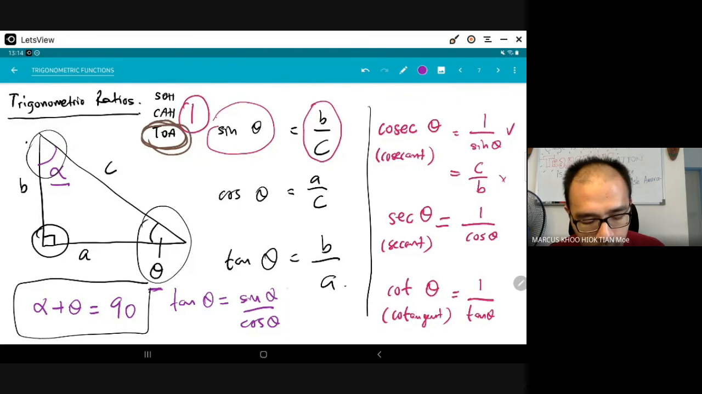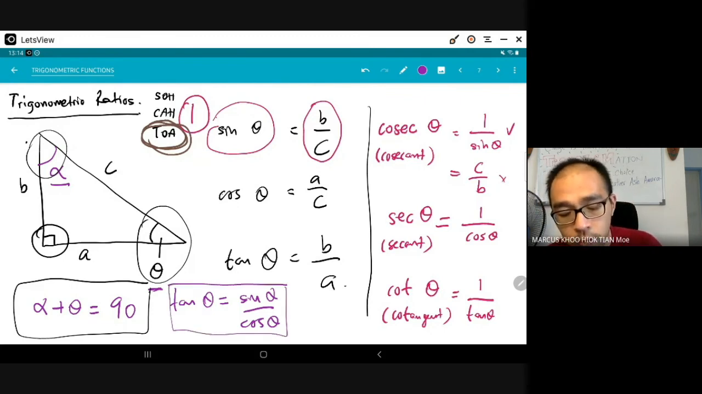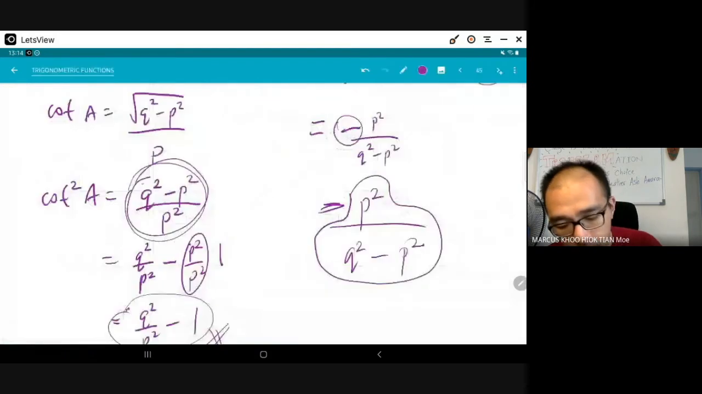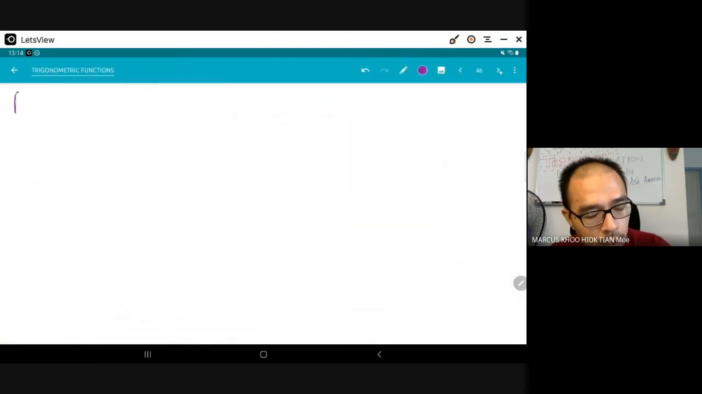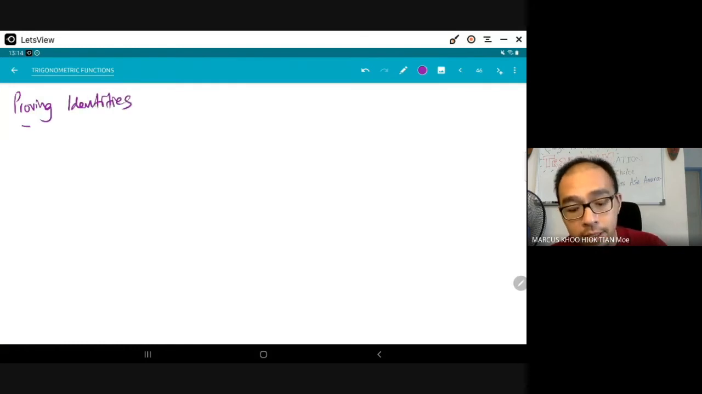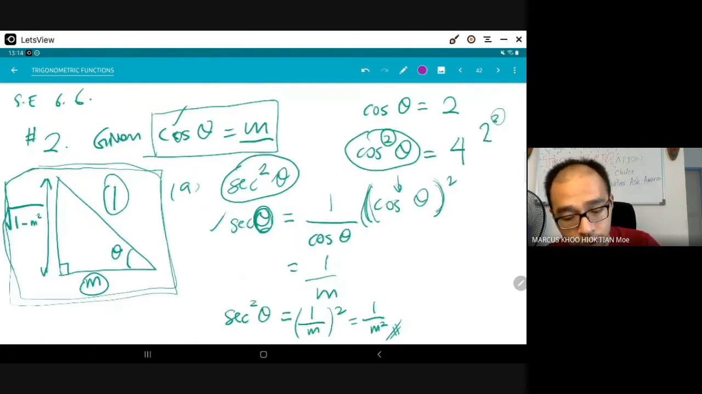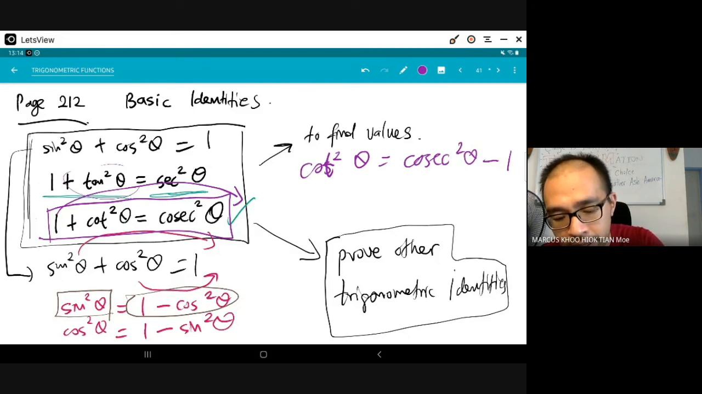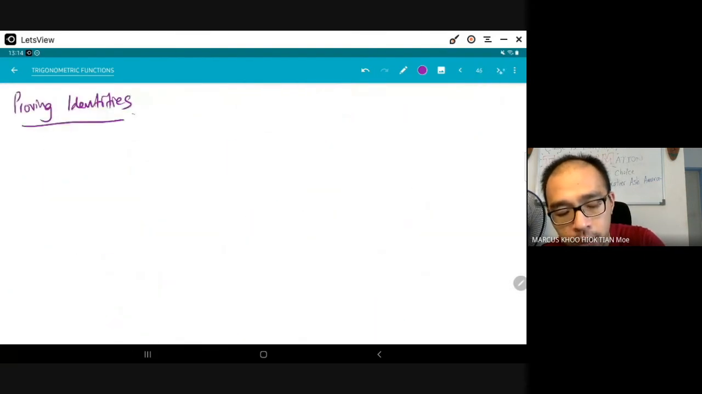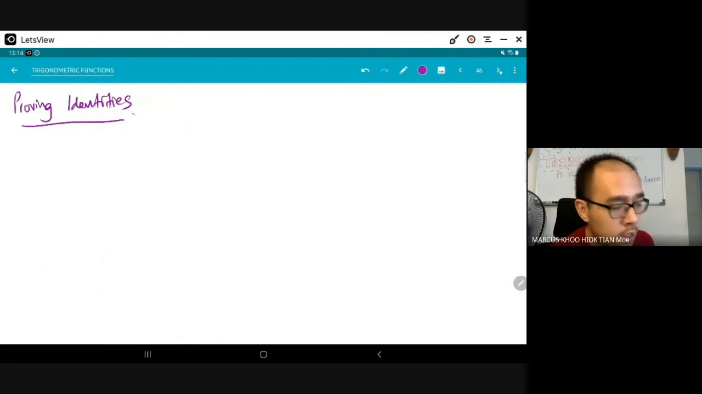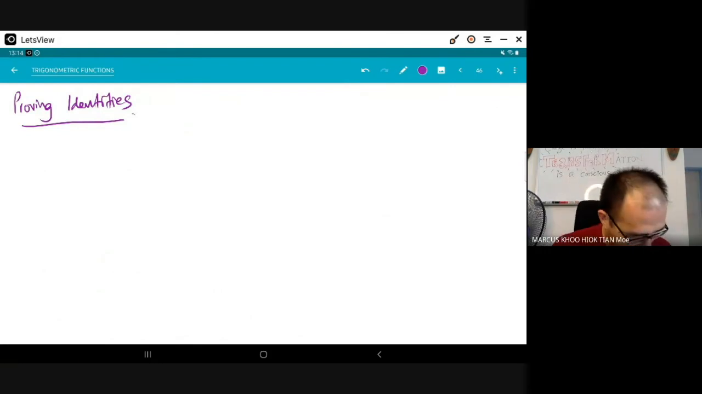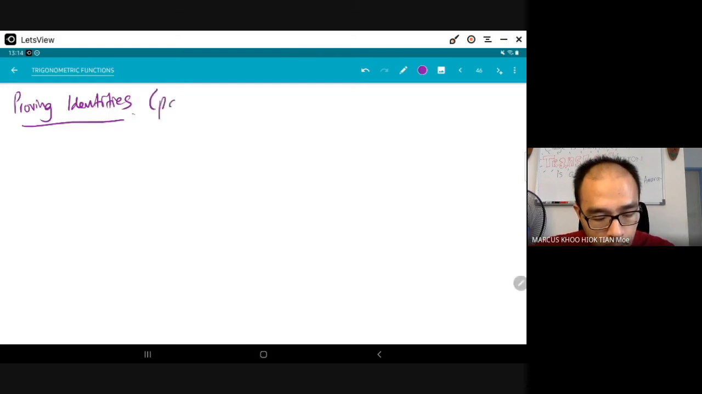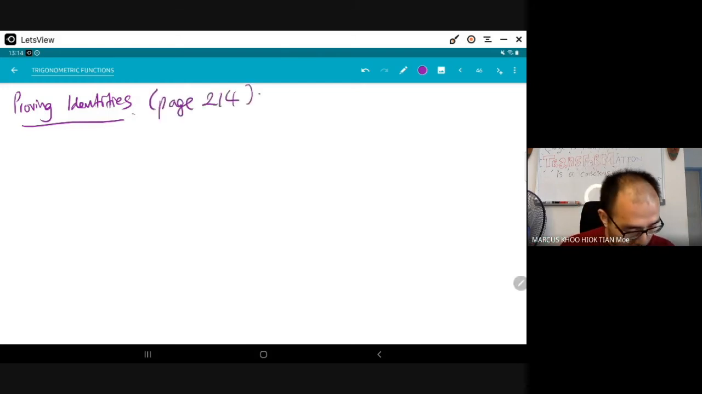This will also help us a lot because now we are going to move into proving of identities. Okay, we're going to look at proving of identities. Now when we prove identities, we need to have the three basic identities in mind. And we need to know how to manipulate them around so that we can prove that the left side equals the right side or the right side equals the left side, depending on how the identity is written. Okay, so turn with me to page 214. Okay, page 214. Let's start with the first one.